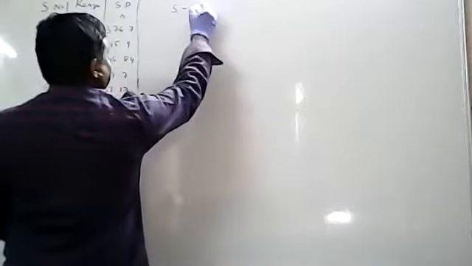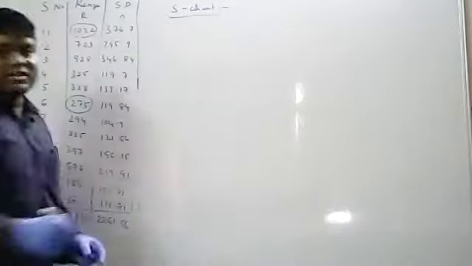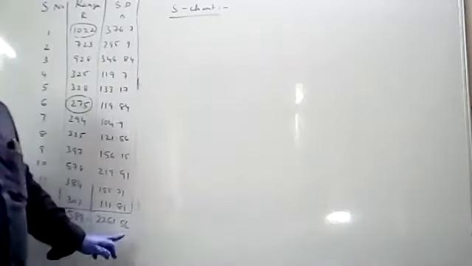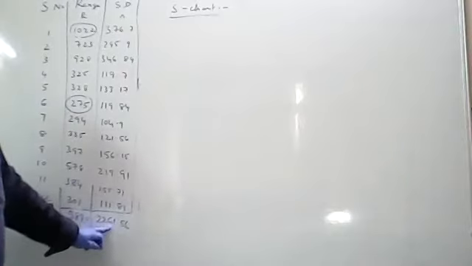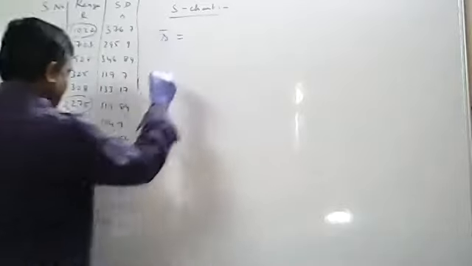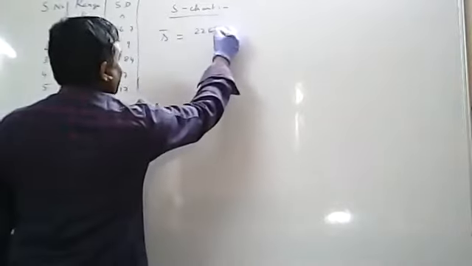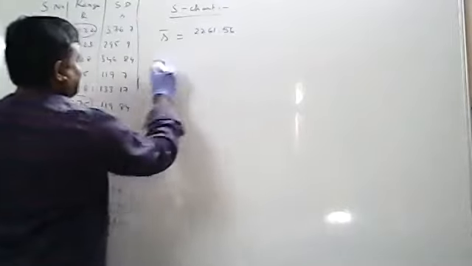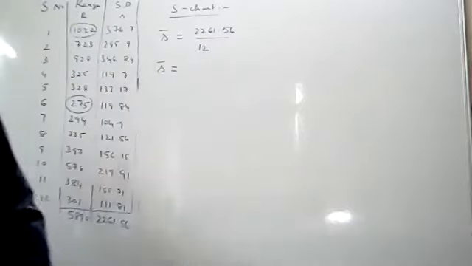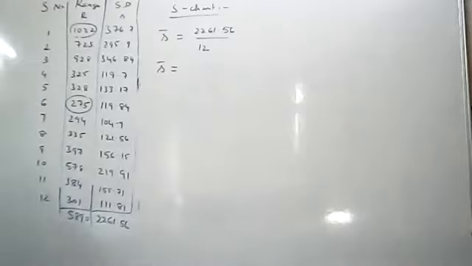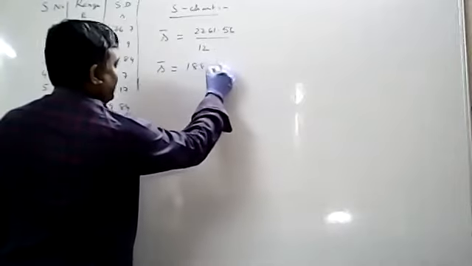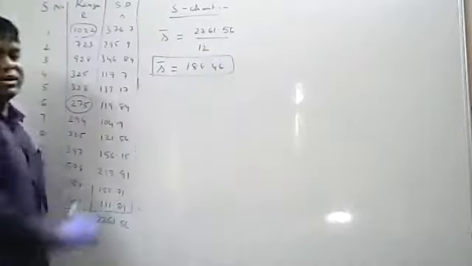For the S chart, first you have to calculate the control limits. For that, first you require S bar. How will you get S bar? S total divided by 12. The S total you got is 2261.56, divided by 12. If you simplify, you will get 188.46. So this is the S bar value.